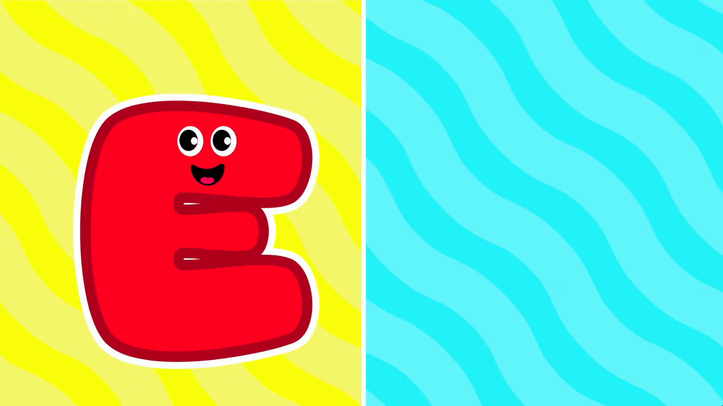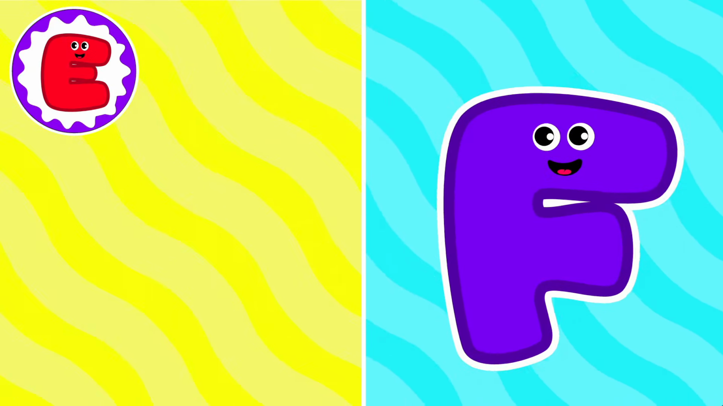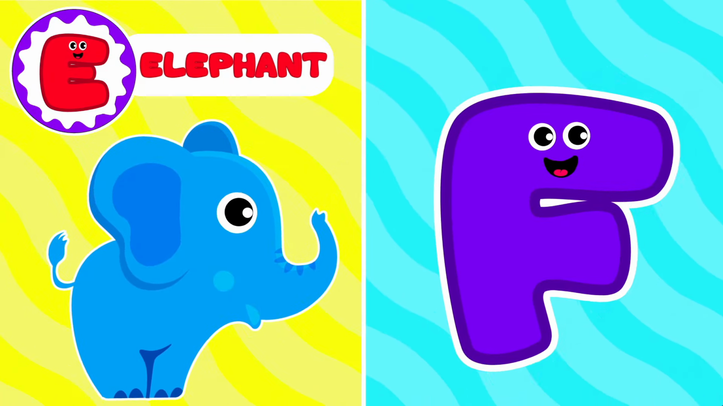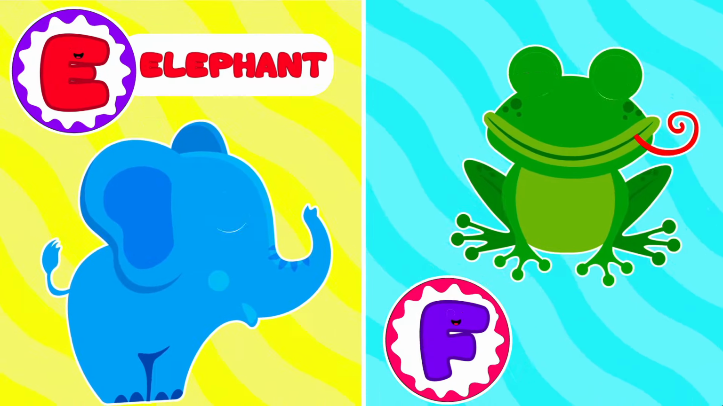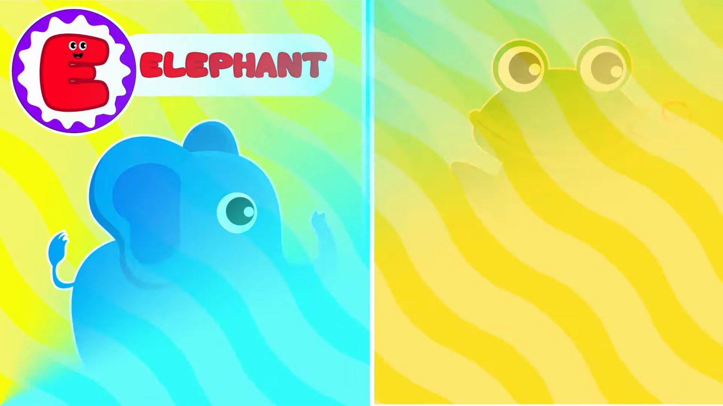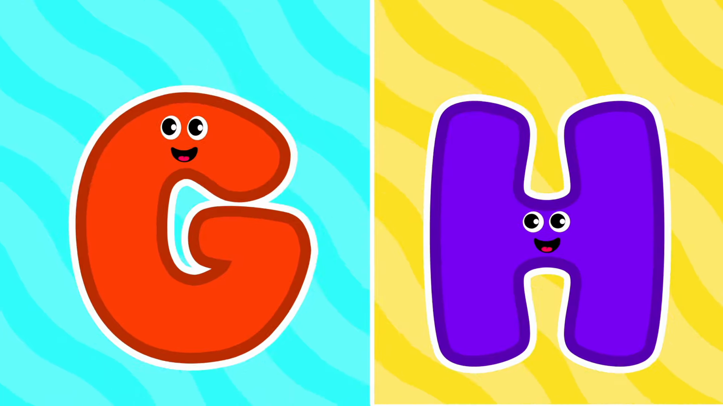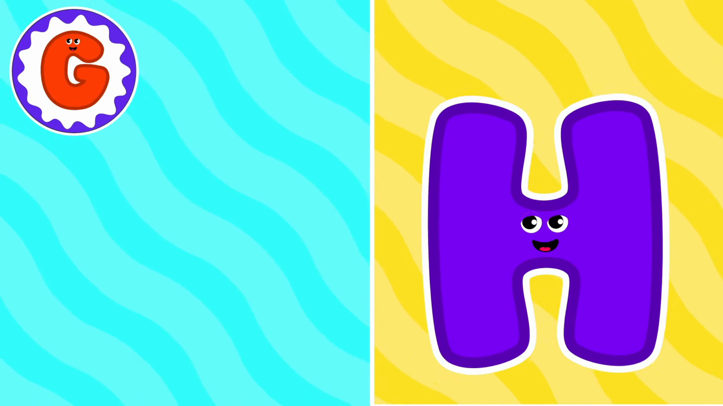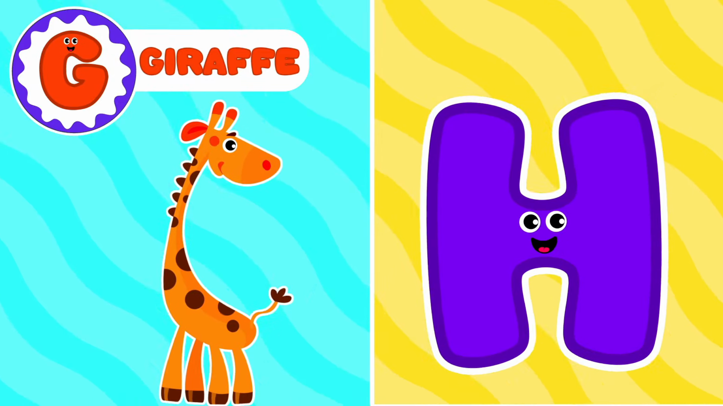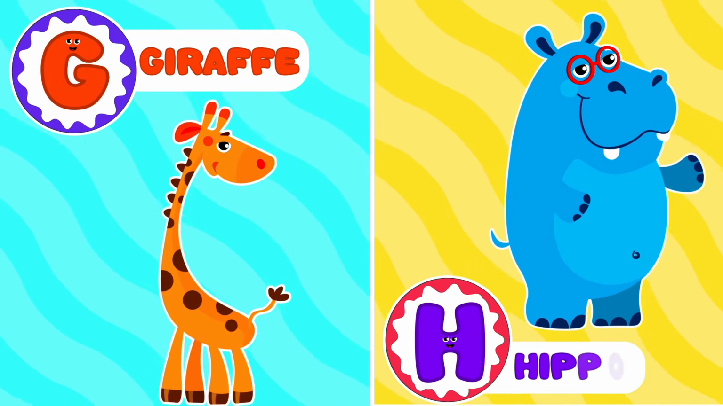E, F. E elephant. E says elephant. F frog. F says frog. G, H. G giraffe. G says giraffe. H hippo. H says hippo.